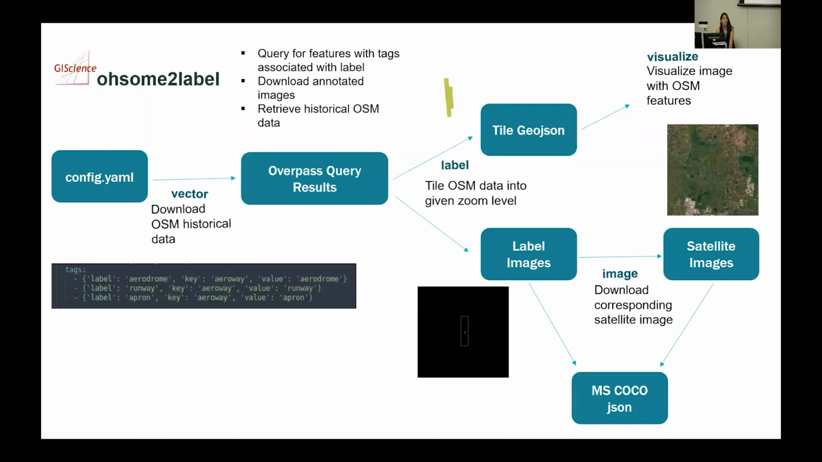So our friends in Heidelberg have created this tool called OSM to label, which allows you to create a config, which will indicate which OpenStreetMap keys and values map to the labels that you're using for your model. And it'll create an Overpass query to download those features and tile imagery at a given resolution with those labels. And then it marries that with the satellite image that's downloaded in an MS COCO JSON file, which is used to train your model.